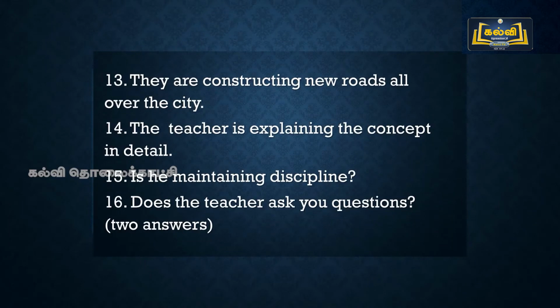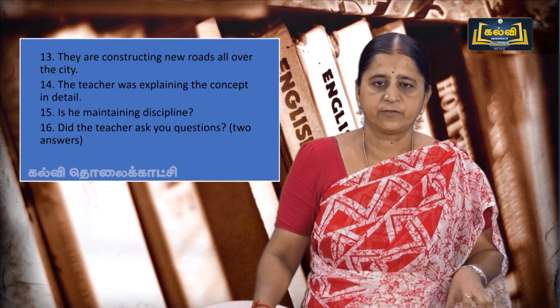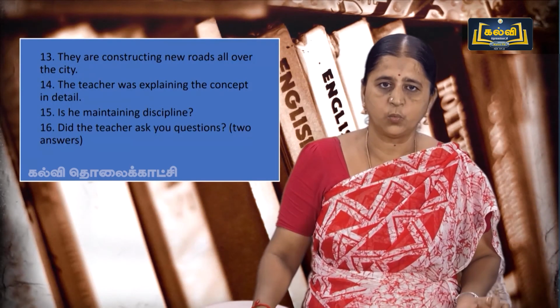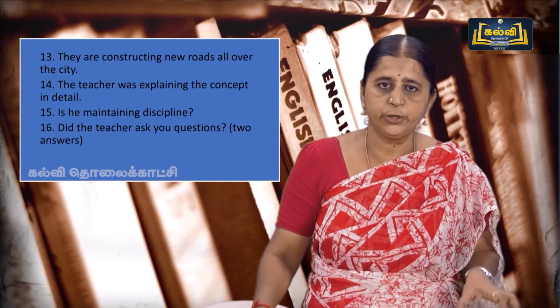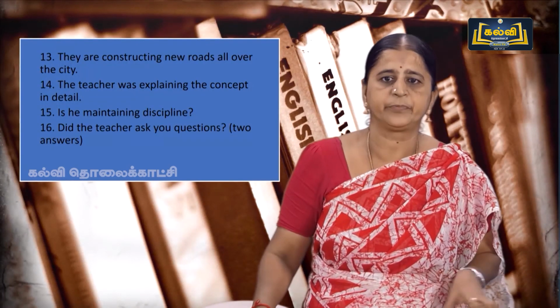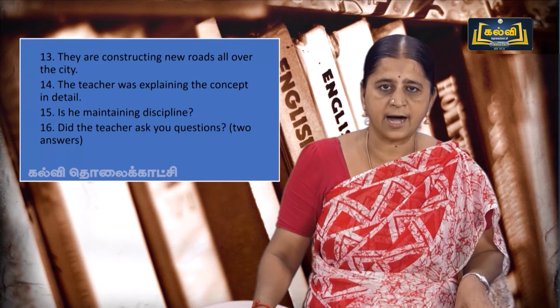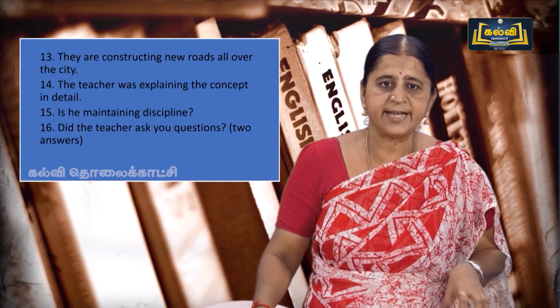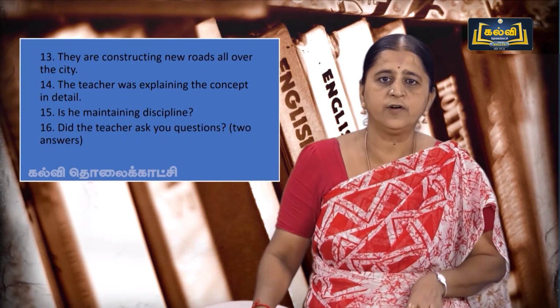They are constructing new roads all over the city. They subject, are constructing, verb. This is of the present continuous tense. They are constructing what? New roads. So that is your object. So we start our answer with the term new roads. New roads becomes the subject here. So new roads are, plural, are being constructed all over the city.